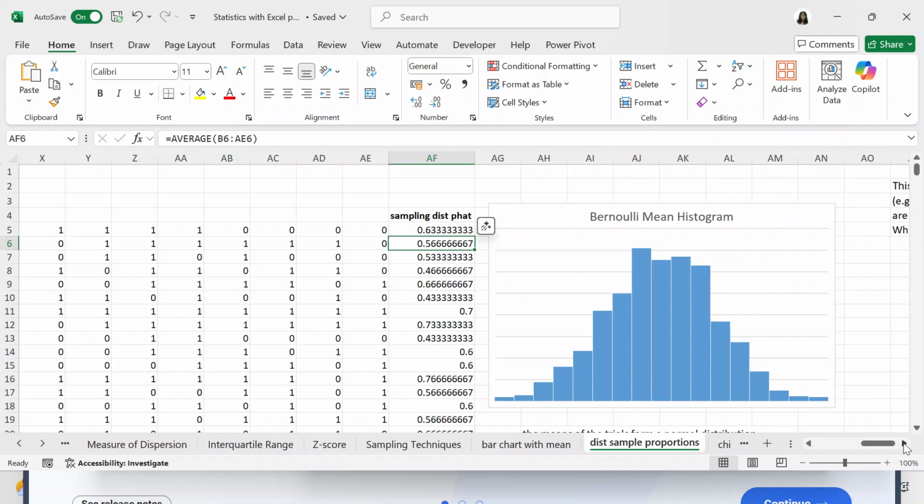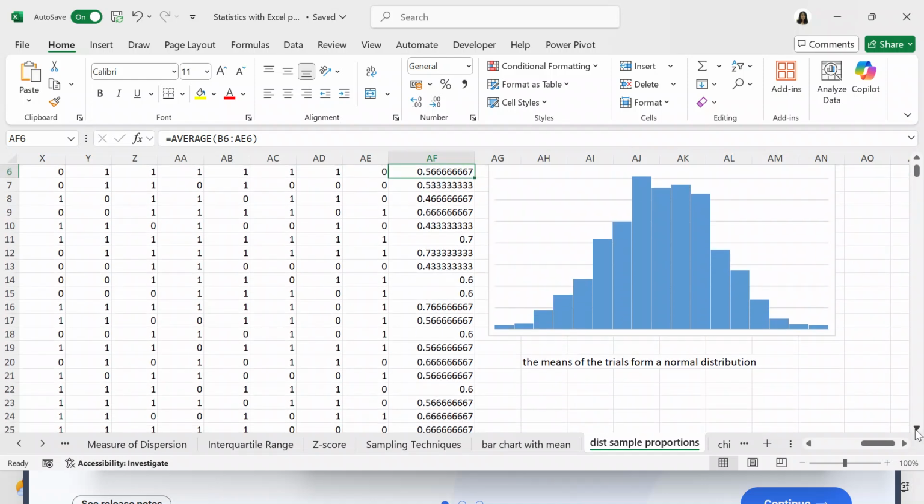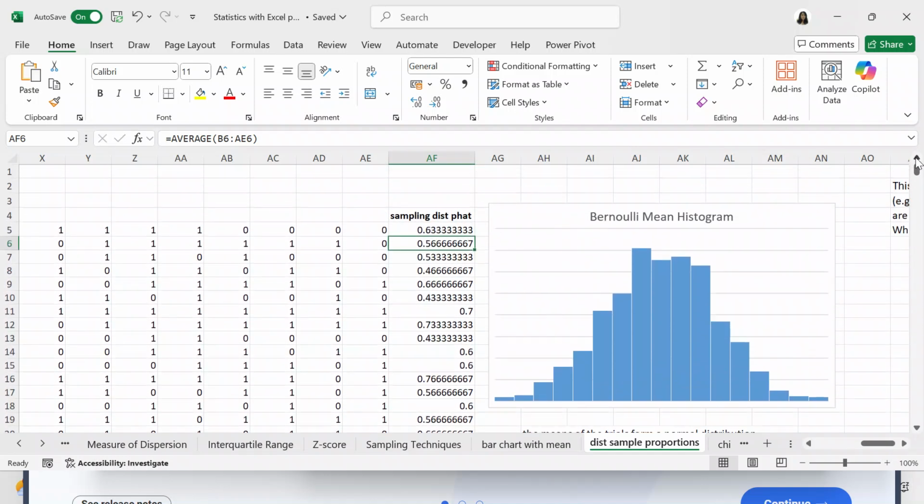And the central limit theorem is it doesn't matter what the distribution is. If you have a large enough sample and you sample it enough times, after a while the distribution of the means will resemble a normal distribution. And so this looks like a normal distribution, so that proves the central limit theorem. And the means of the trials form a normal distribution, which we've proved. So that's your Bernoulli mean histogram.